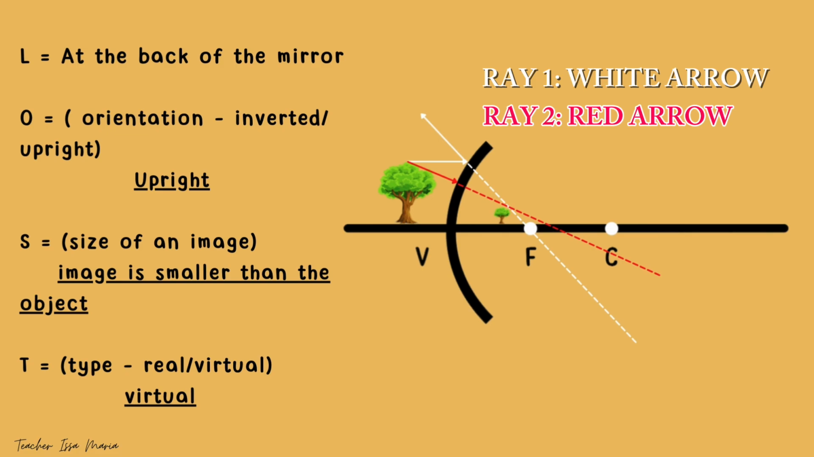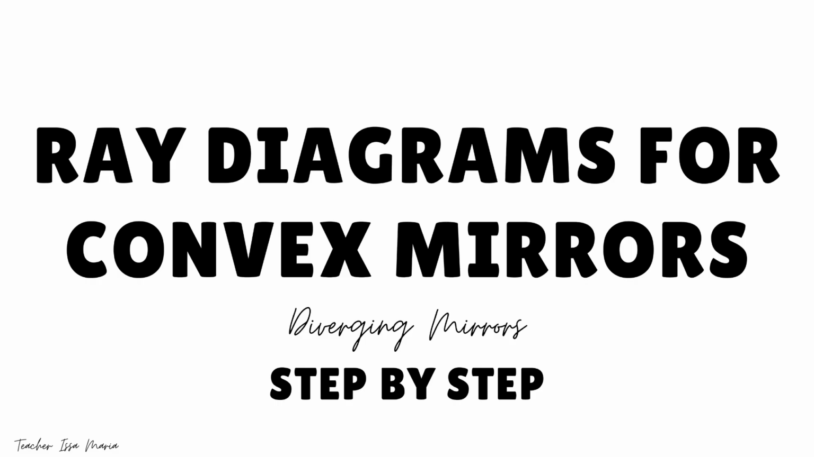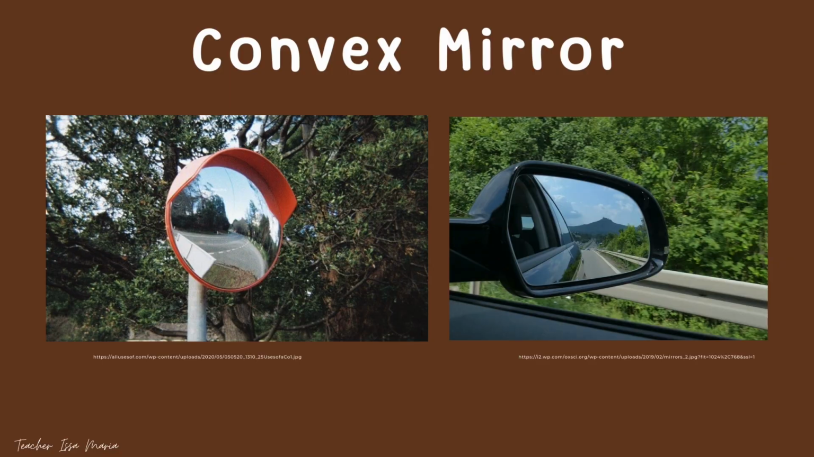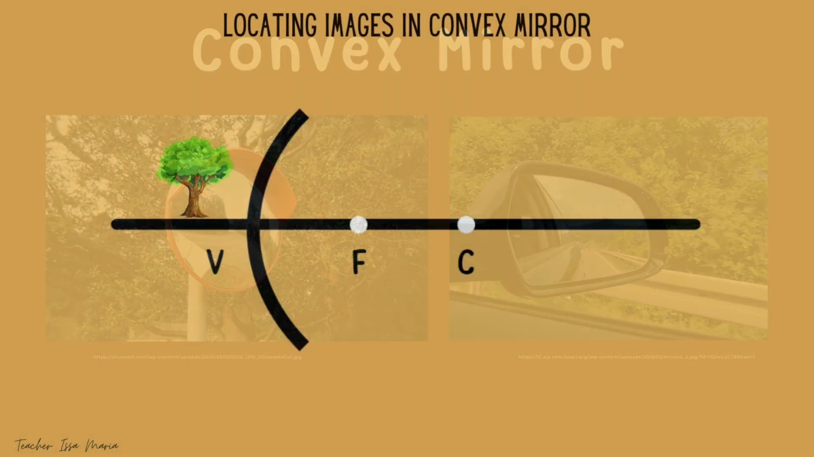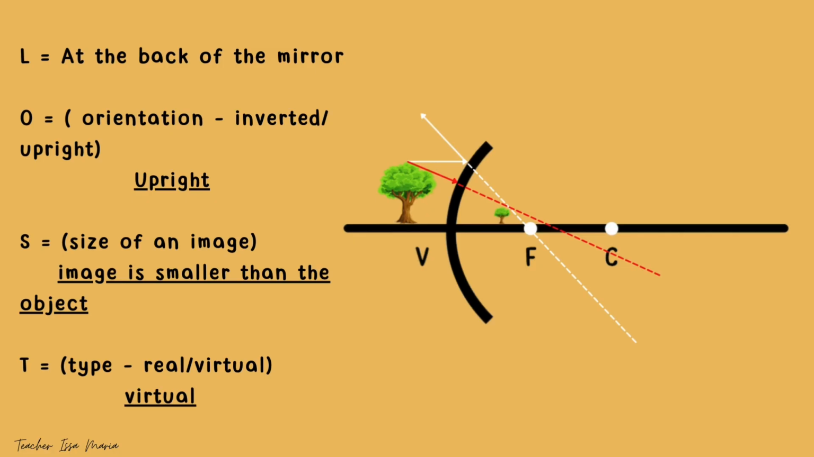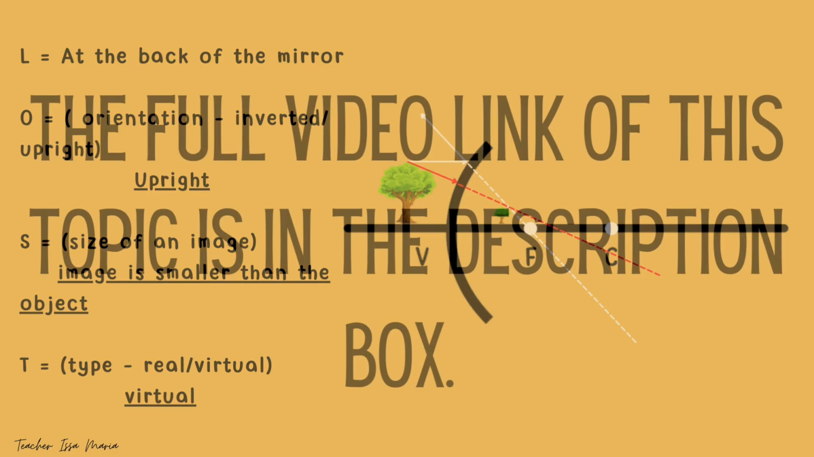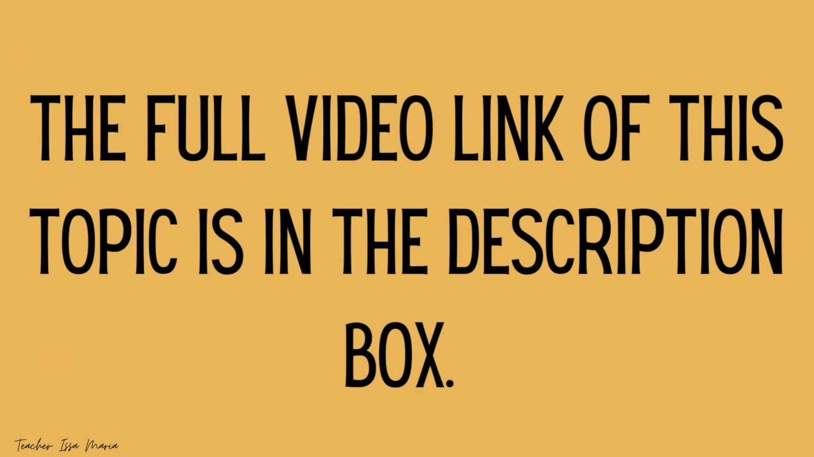Convex mirrors are commonly used as side view mirrors in cars, in CCTV security mirrors, and even in road safety mirrors at blind turns because they show a larger area. So to summarize, convex mirrors always form an image that is virtual, upright, and diminished. No exceptions.